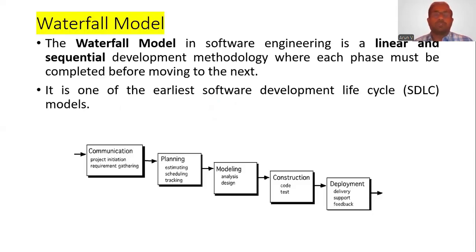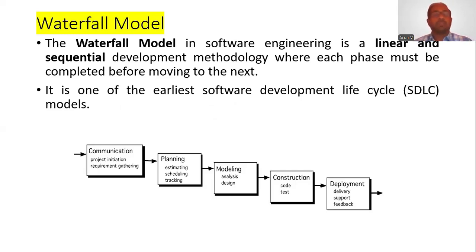The waterfall model in software engineering is a linear and sequential development methodology where each process must be completed before moving to the next. Okay, see the diagram. There are different processes: communication, planning, modeling, construction, and deployment. Each process must be completed before moving to the next.